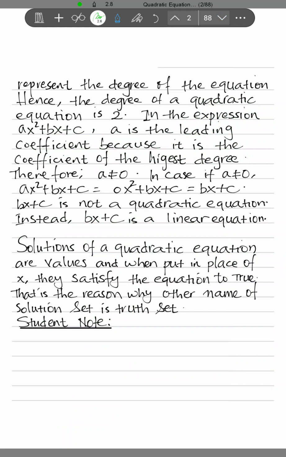Solutions of a quadratic equation are values that, when we put them in place of the variable, satisfy the equation, which we said in the linear equation session. That is the reason why another name for a solution set is a truth set. A truth set. Next page.